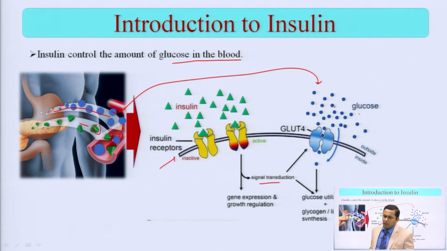In that cell, all of you are aware, there is a long process of metabolism. You have studied all the processes of metabolism, how glucose is metabolized, and then glycogen and other things get synthesized. Basically, insulin is helping this receptor, that is GLUT4, to enter glucose into your cell.